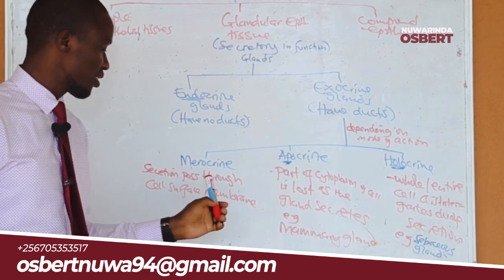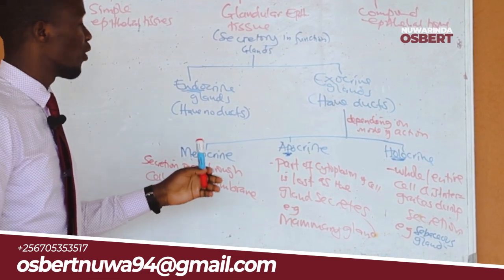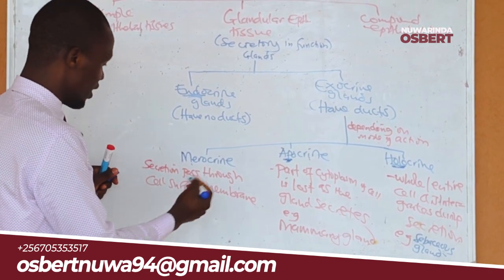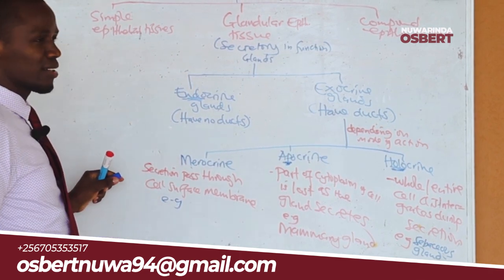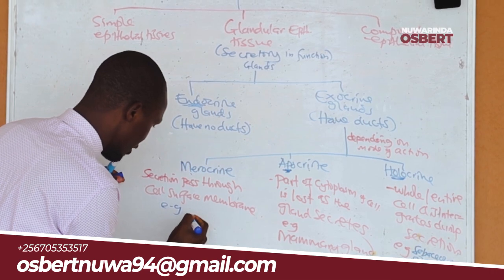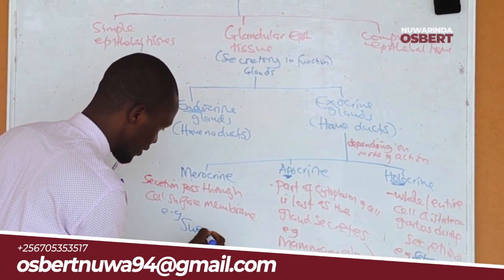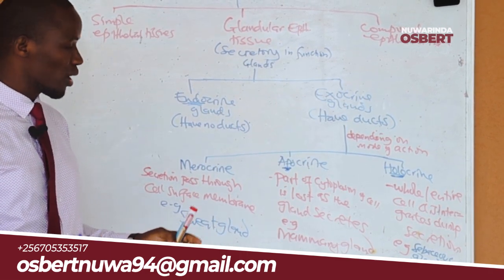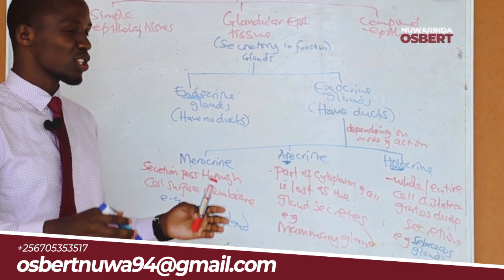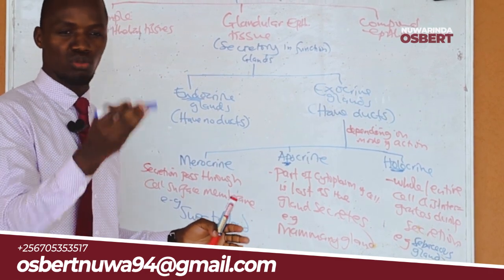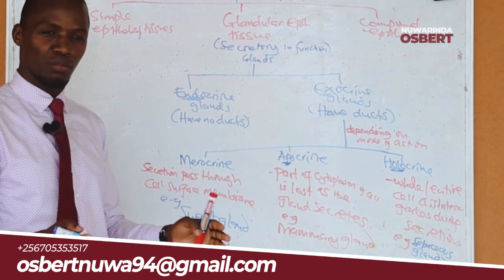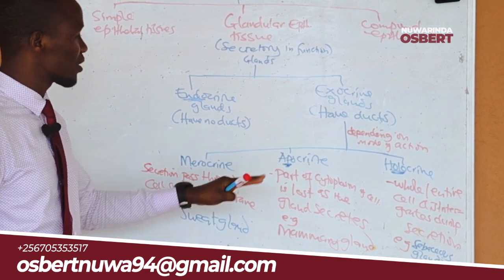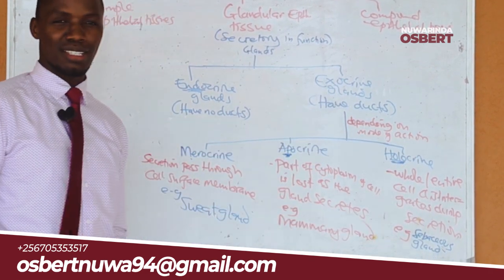Then somebody might be saying that you have not given us an example under merocrine. The best example I can give you is the sweat gland. When the sweat gland is producing something, the components of sweat just fuse out. They move out of the cell surface membrane and go into a duct. From the duct, they are taken outside of the body. So that is as far as mode of action is concerned.